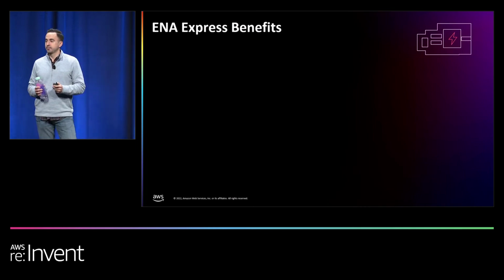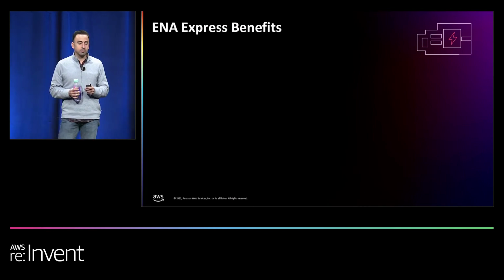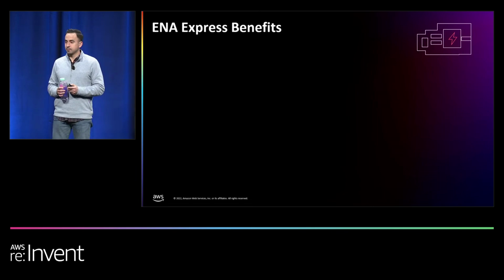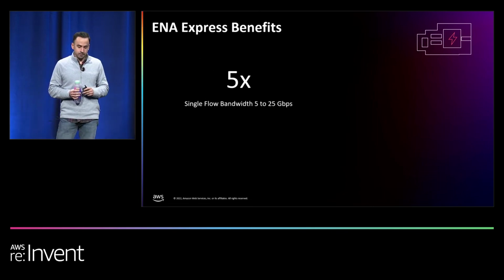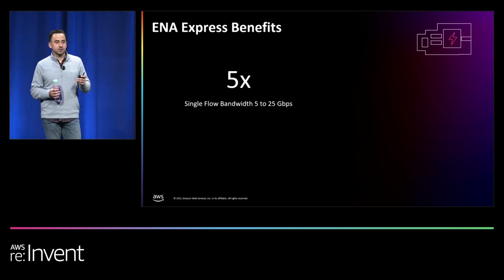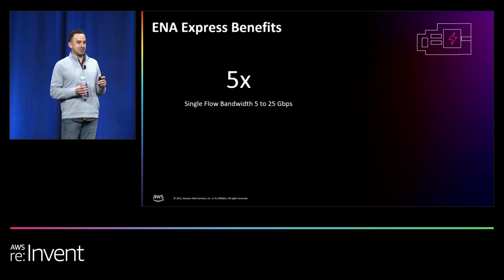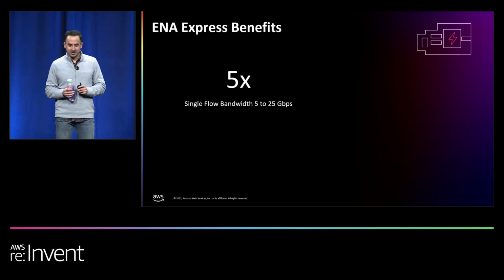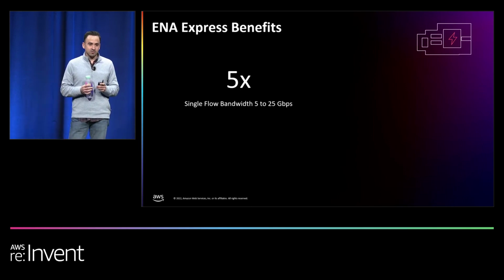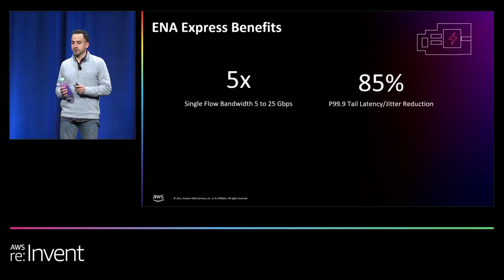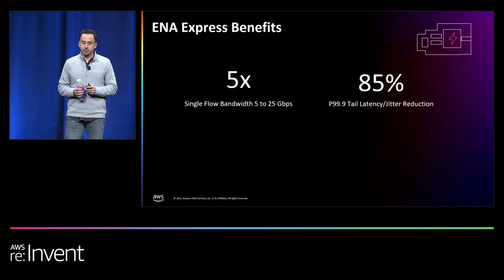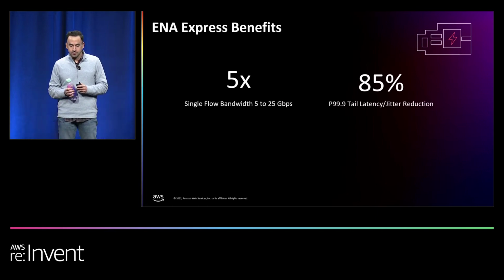With ENA Express, we want to highlight a few key performance benefits, as well as the simplicity or functionality that makes this very, very easy to use. First, ENA Express increases your single flow bandwidth 5x, from 5 gigabits per second to 25 gigabits per second. That's a 5x throughput improvement that is really important for large distributed systems as they continue to grow. Additionally, we've shown up to an 85% improvement on tail latency in in-cast benchmarking scenarios, particularly under high load.